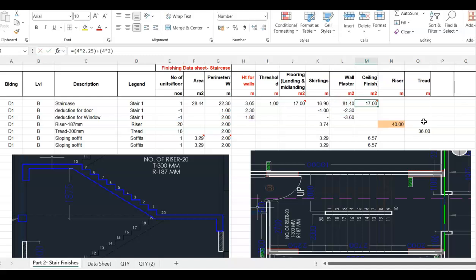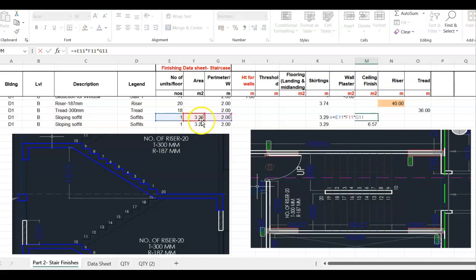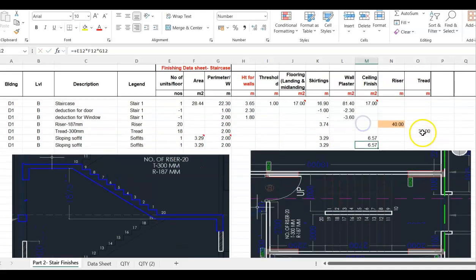Now go for ceiling finish. In ceiling finish, we consider only landing and mid landing area, because for this area we consider length into width. I mean, for this area in the flight, it considers the sloping length into width of 2 meter. Add separately at the bottom.